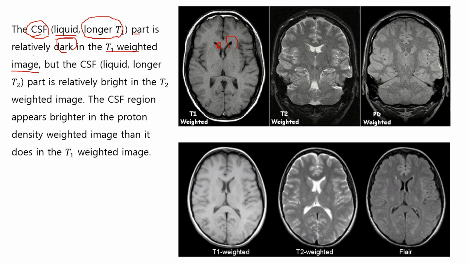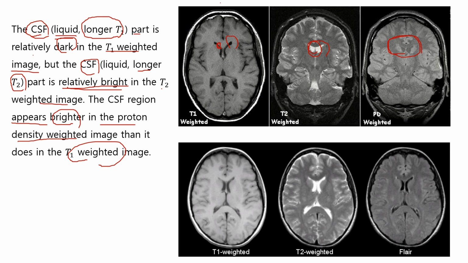But CSF has a longer T2 time, so it is relatively brighter in the T2 weighted image. So you can see here, the CSF region appears brighter in the proton density weighted image here than it does in the T1 weighted image.